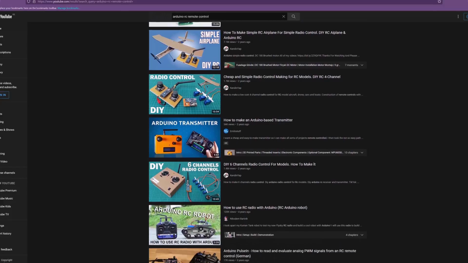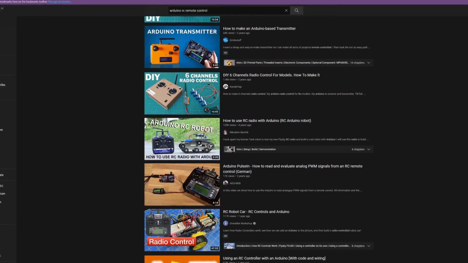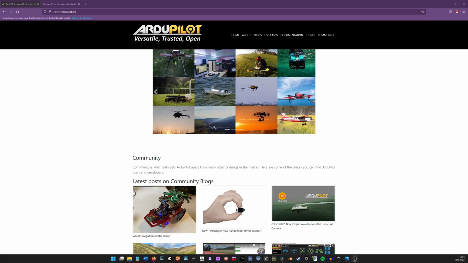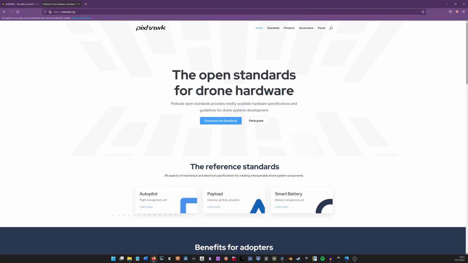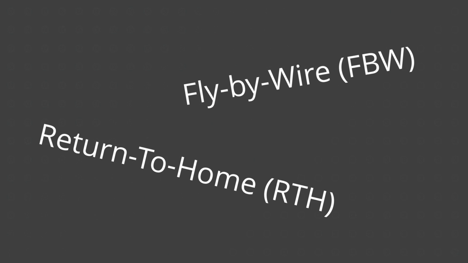I not only want to build a simple Arduino transmitter, but instead something far more ambitious. I want to build something more along the lines of an ArduPilot or Pixhawk. I will most definitely not build something that comes even close, but something with fly-by-wire and auto-return-to-home functionality should be possible. At least I hope so. Because of this, I decided to focus my attention on the receiver and not the transmitter.